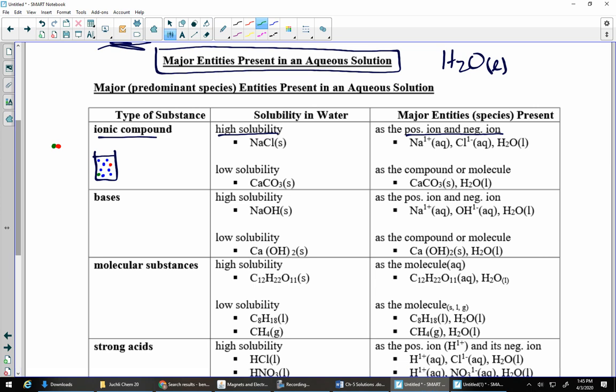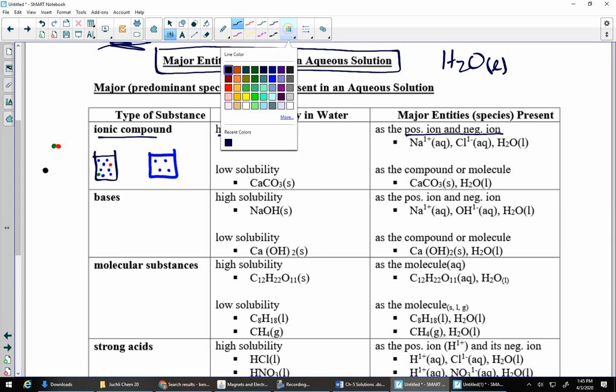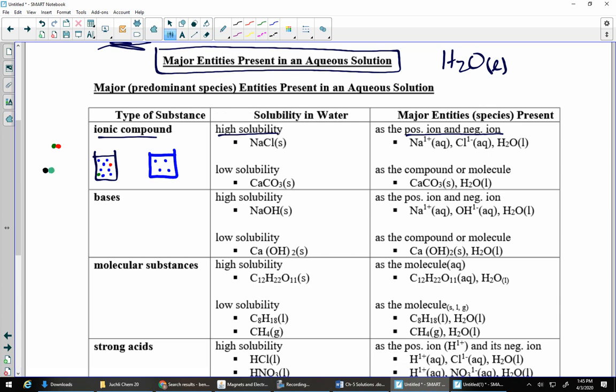But then if I were to take my calcium carbonate, so I've still got that beaker full of water. Obviously, water is one of the major entities, so the blue dots will represent water. And then if I take, let's choose a couple different colors here, I've got calcium, which I'll draw in black. And let's pick a random color for the other one. Let's pick that green. That's a nice green. And I've got my carbonate here.